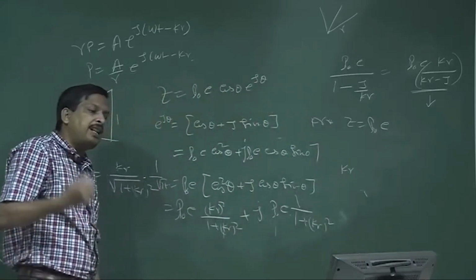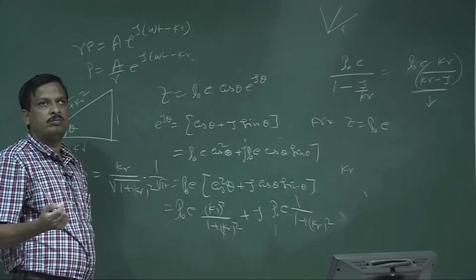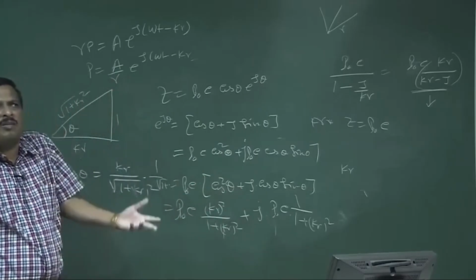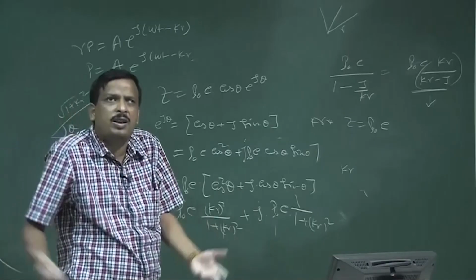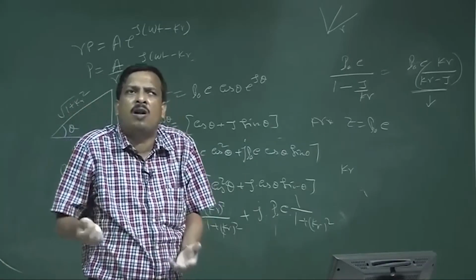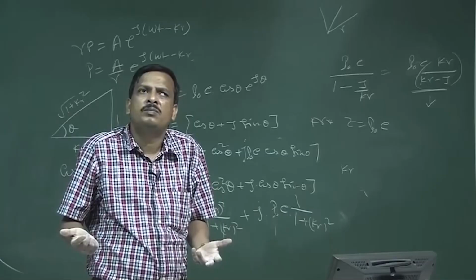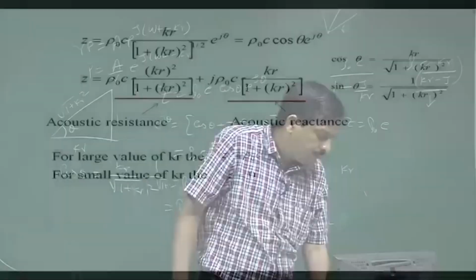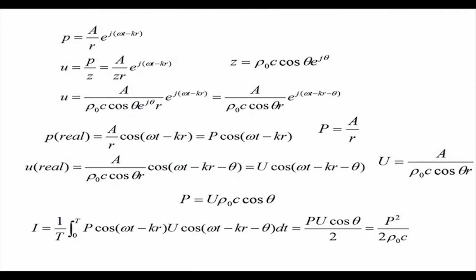Now, if the Kr is very small, then Z becomes 0. That cannot be explained. So, if the Kr is very small, Z becomes 0. Okay, that wave equation I have understood.